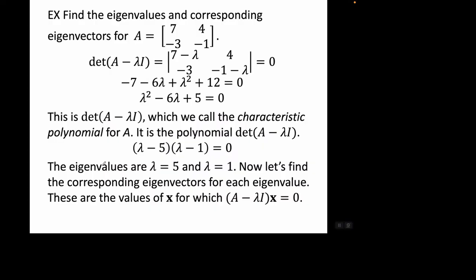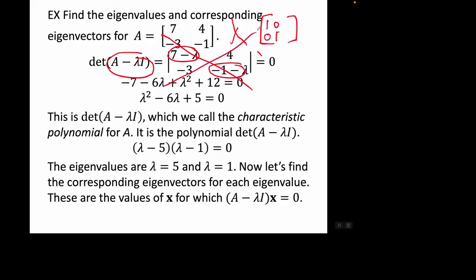So find the eigenvalues and the corresponding eigenvectors for A equals [7, 4; -3, -1]. We find the eigenvalues by finding the determinant of A minus lambda I and setting it equal to 0. We know what I looks like. I is just going to be [1, 0; 0, 1]. You multiply that by lambda, and you're just going to get [lambda, 0; 0, lambda]. So you subtract that from A, and you're basically subtracting lambdas from the diagonal. So the determinant of A minus lambda I is the determinant of [7 minus lambda, 4; -3, -1 minus lambda] equals 0.